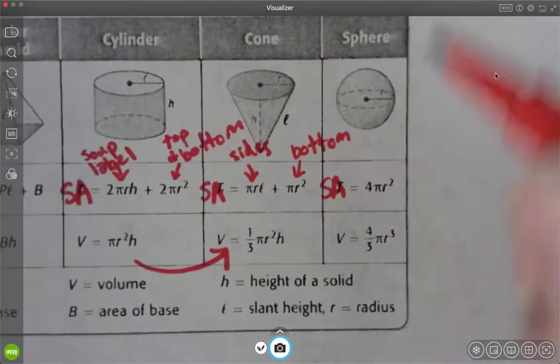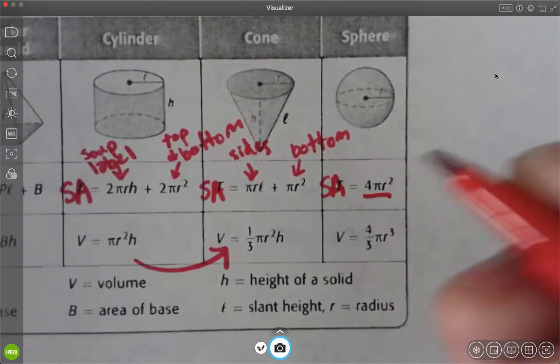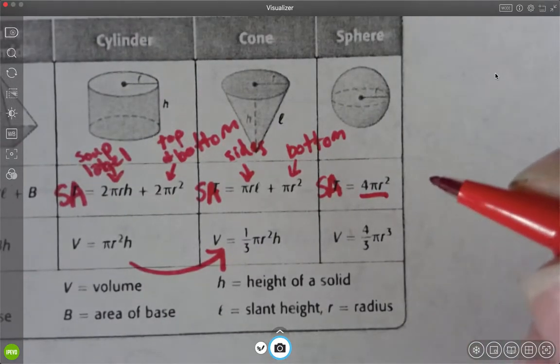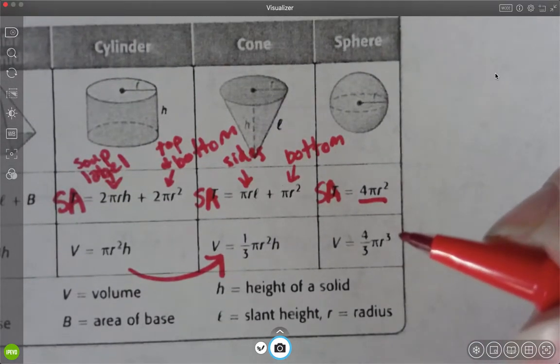Okay, and then we have a sphere, and the surface area of a sphere is 4 pi radius squared and the volume is 4/3 pi radius cubed, which is kind of weird, but that's the volume for a sphere. Okay, all right, let's go do some examples.